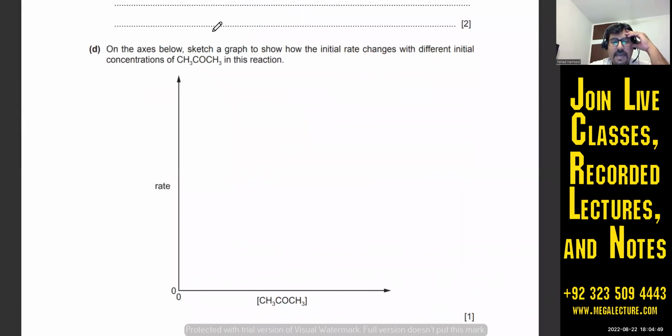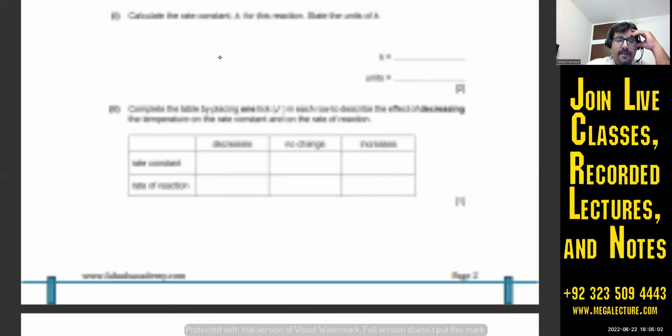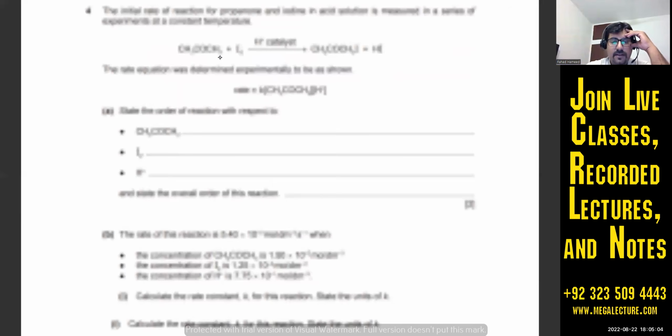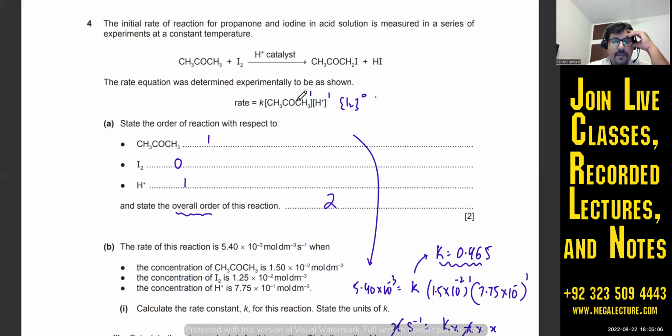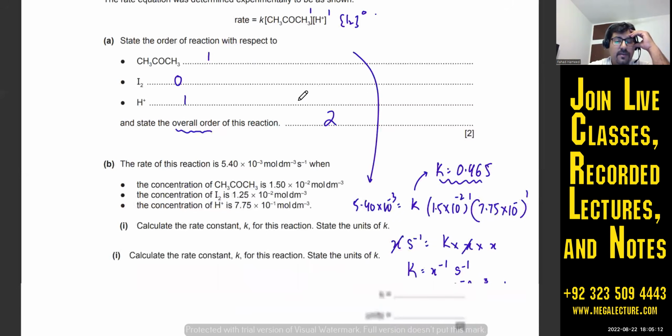ऐसे यहाँ पे कह रहे, on the axis below, sketch how the initial rate changes with different initial concentrations of propanone. अच्छा, now the equation that they had given us, ये propanone का क्या order था? It was order 1, right? Rate and this thing, it was order 1, directly proportional, right?